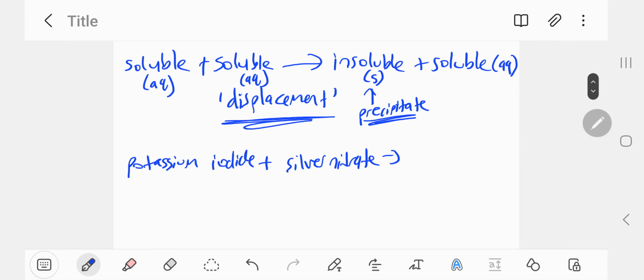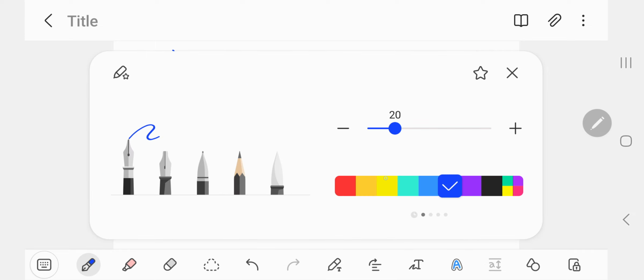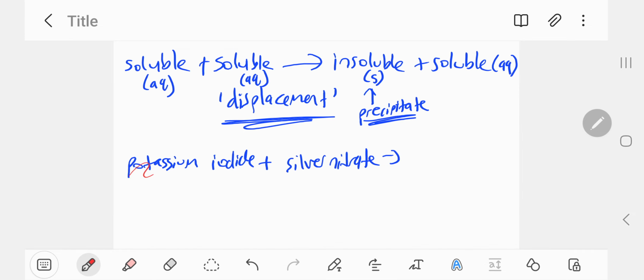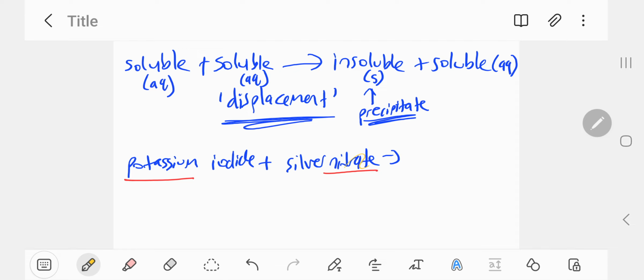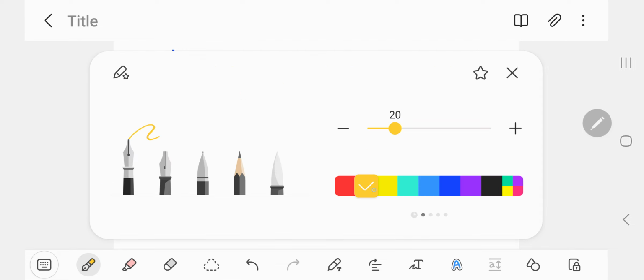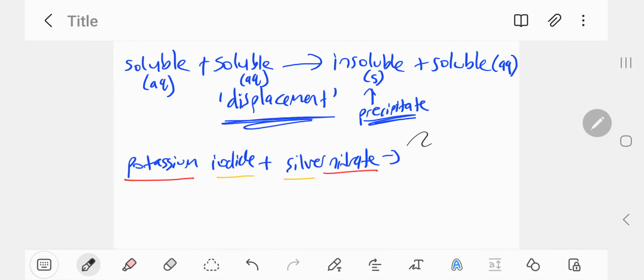Now, why is it called a displacement reaction? Well, because the potassium swaps with the nitrate, and the silver swaps with the iodide. So here's where you'll get potassium nitrate plus silver iodide.